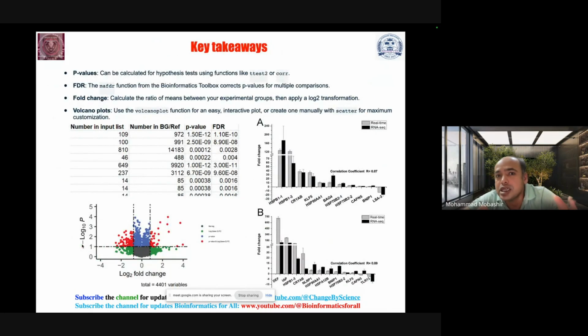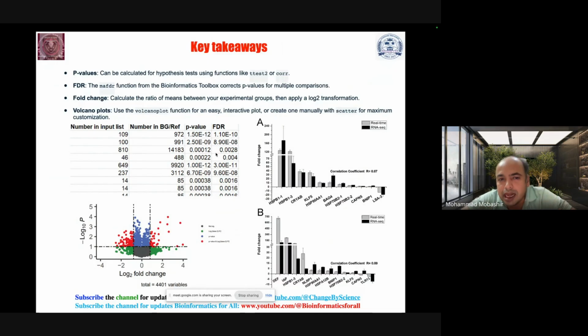Now, what are the key takeaways from this lecture? P-values can be calculated for hypothesis testing using functions like ttest2, ranksum test, or corr functions. Then for FDR, the mafdr function could be used in MATLAB. For fold change, calculate the ratio of the means between your experimental groups, then apply log2 transformation. Then volcano plots can be made by using a volcano plot function or a scatter function or some other manual approaches, depending on your experience in coding.